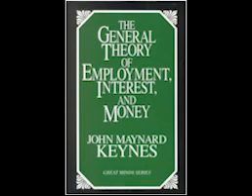The General Theory of Employment, Interest, and Money by John Maynard Keynes. The General Theory of Employment, Interest, and Money is a book by British economist John Maynard Keynes, published in 1936, which became one of the most influential economics books of the 20th century.